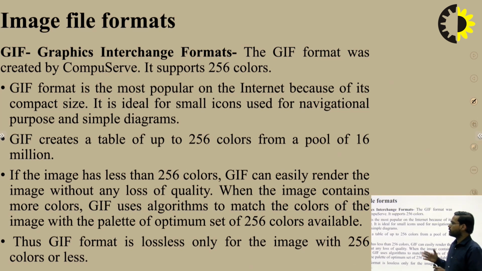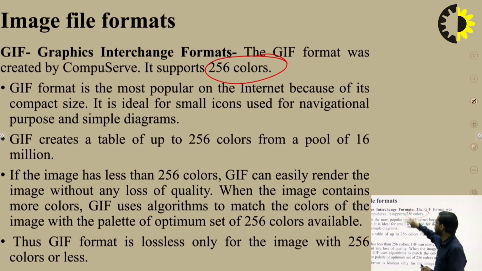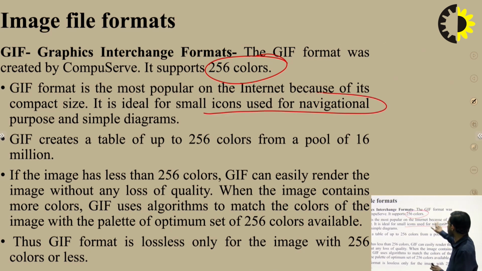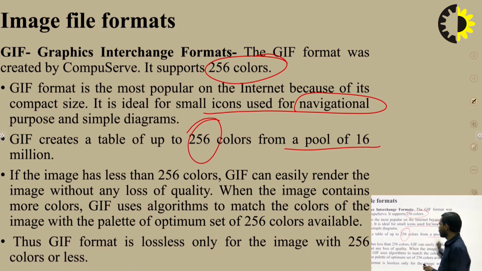Next image format is GIF, Graphics Interchange Format. The GIF format was created by CompuServe, and it works on 256 colors. GIF is the most popular on the internet because of its compact size. It is ideal for small icons used for navigational purposes and for simple diagrams. GIF basically creates 256 colors from a range of 16.7 million.